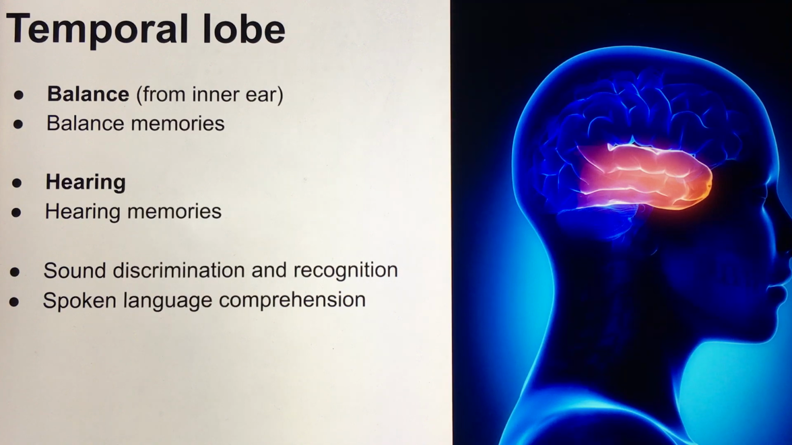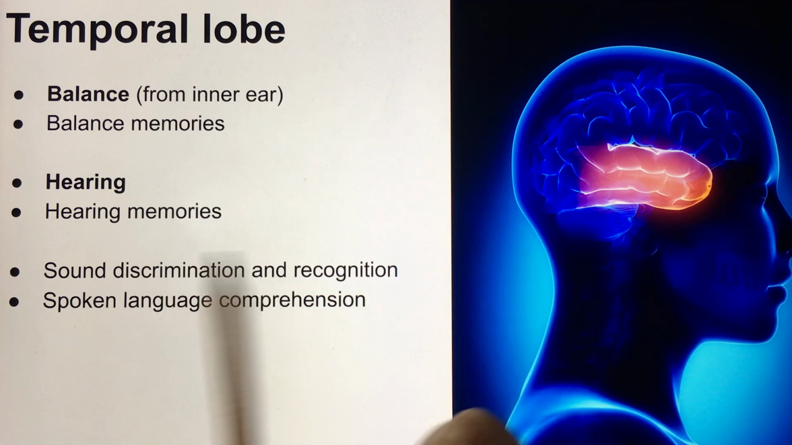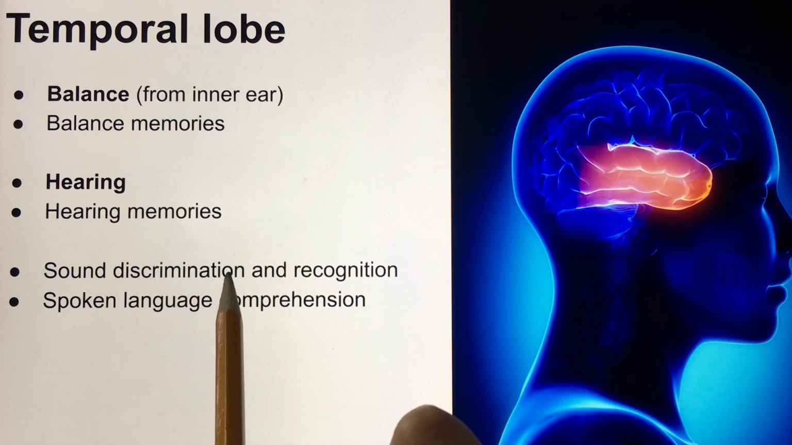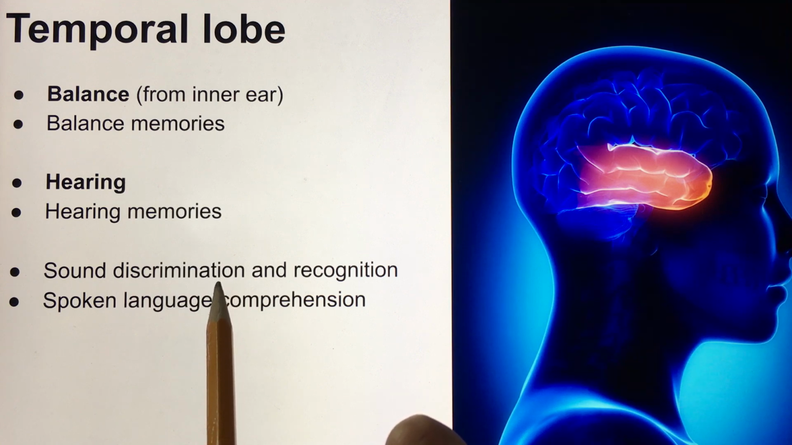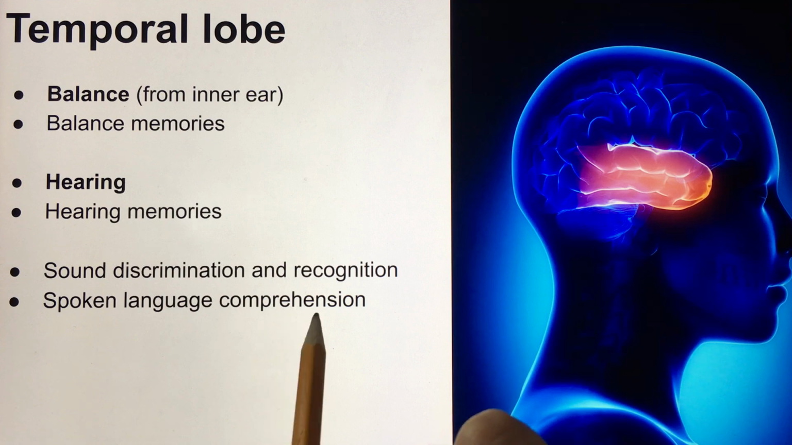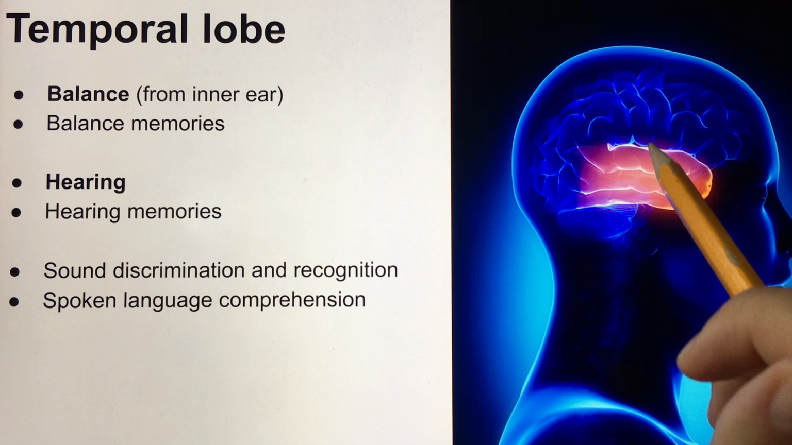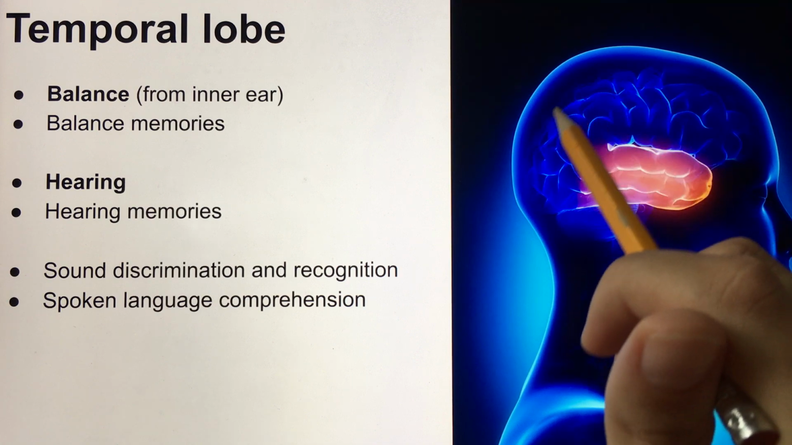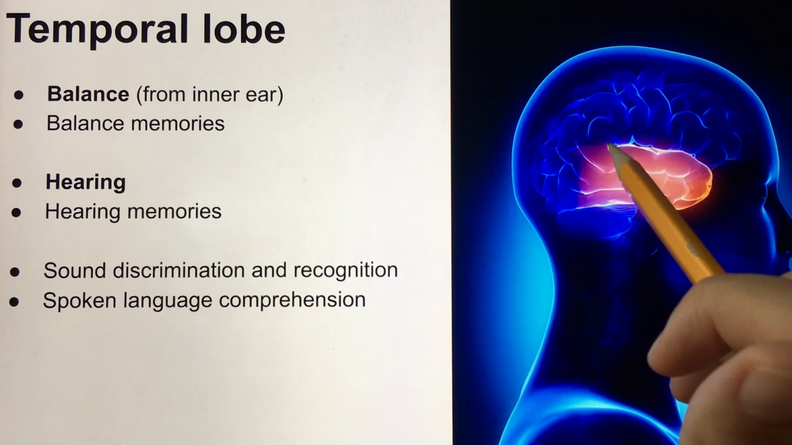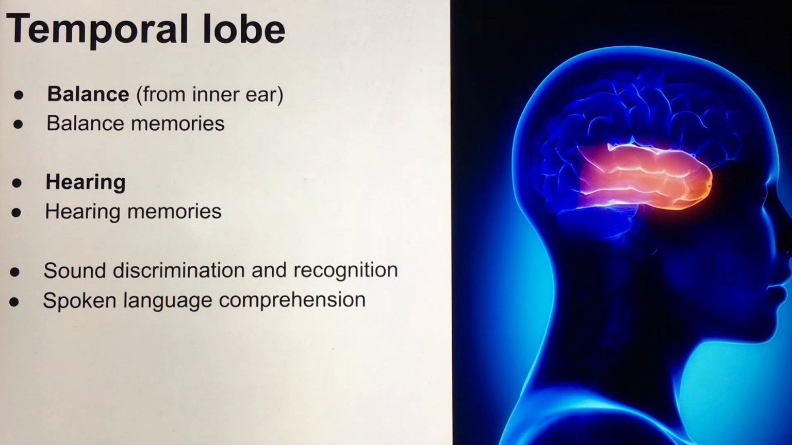In addition, the temporal lobe has the areas for sound discrimination and recognition, so being able to distinguish between specific sounds, even the specific sounds that are made for words and letters, and recognize them, of course. And the temporal lobe shares the spoken language comprehension area with the parietal lobe. It's going to be right here in between. This is the boundary, parietal lobe and temporal lobe. So it's this spoken language comprehension area shared by these two lobes.